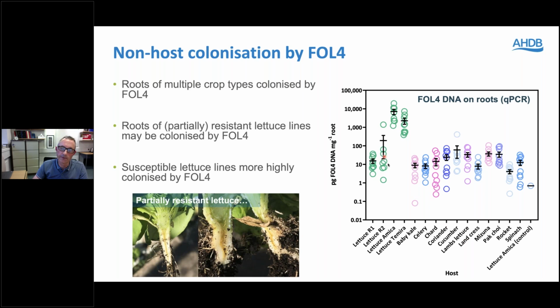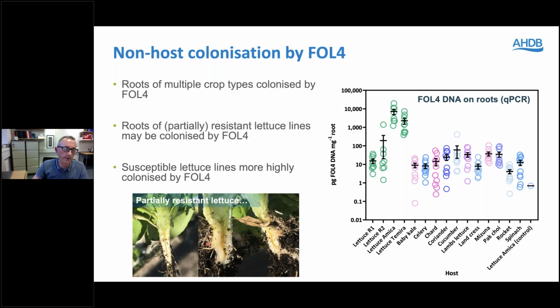More interestingly, if we look on the left-hand side of this graph, we have a couple of lettuce lines here at Warwick, which are resistant to race 4, and yet the roots are colonised, probably to about the same extent as other plant hosts, maybe a little bit higher in some cases. If you compare this, and I'm just highlighting this, with some susceptible varieties, you can see a much greater degree of colonisation. So you've got to be rather careful about deploying resistant varieties, because although they may not express disease, it doesn't mean that the pathogen is going to go away.